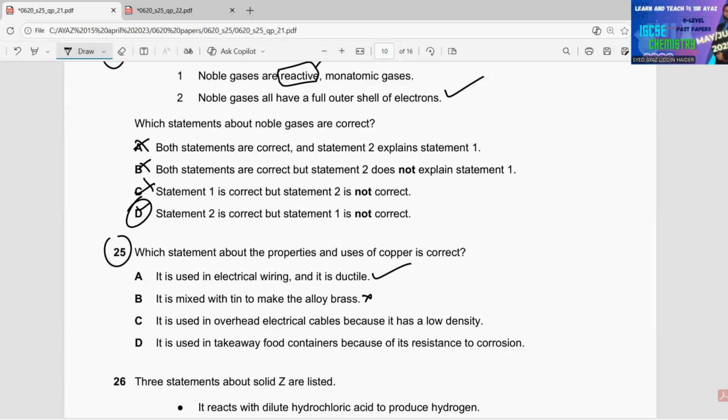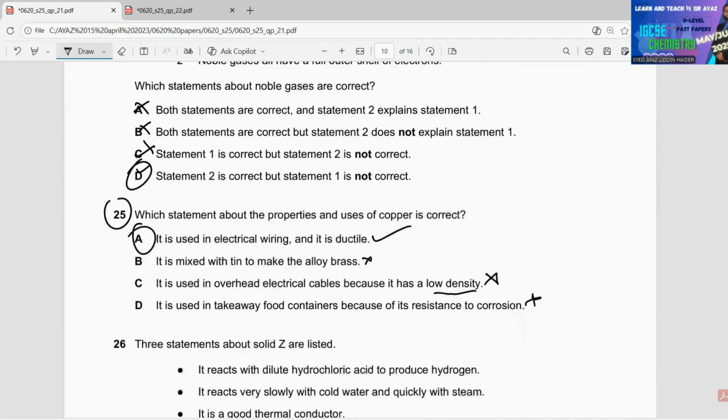C, it is used in overhead electrical cables because it has a low density. This is incorrect. It does not have low density. That's why it's not used in overhead electrical cables. Aluminium is used. D, it is used in takeaway food containers because of its resistance to corrosion. This is also incorrect. Aluminium forms a protective oxide layer. That's why aluminium is used in food containers, not copper. So A must be the right answer in this case.